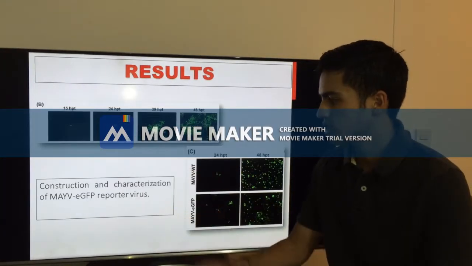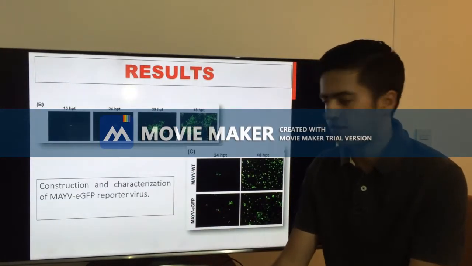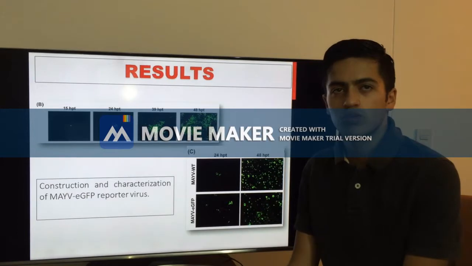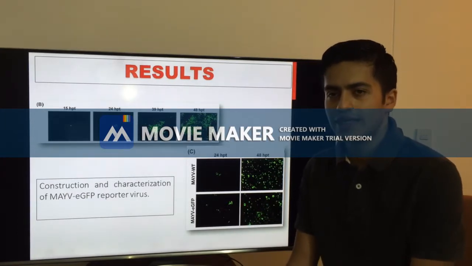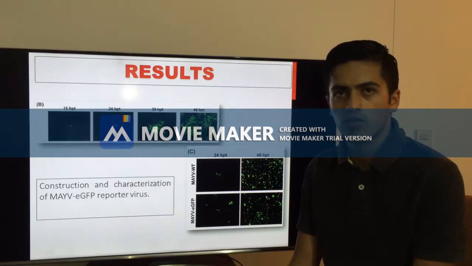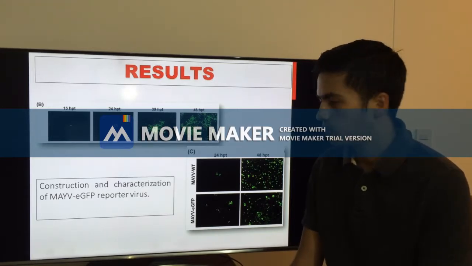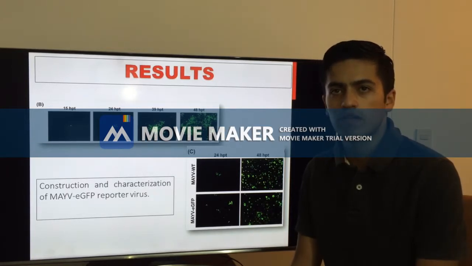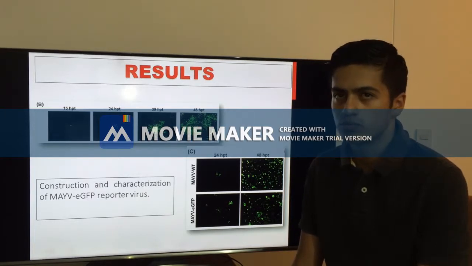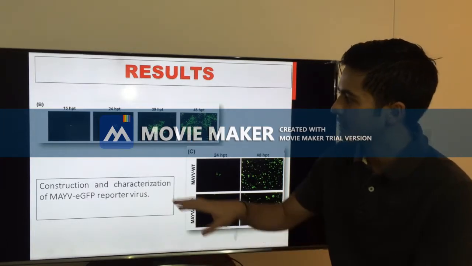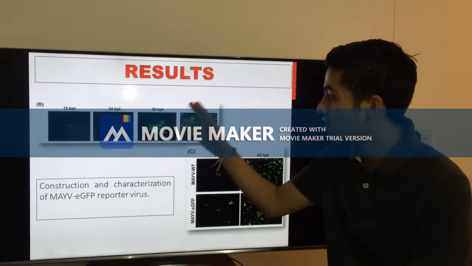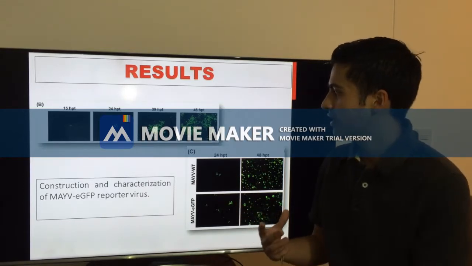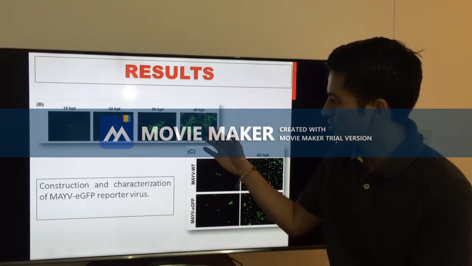Now the construction and characterization of the Mayaro virus eGFP reporter virus. First, in image A, we are going to analyze the eGFP expression in BHK21 cells transfected with Mayaro virus eGFP RNA. The expression of eGFP was detected under a fluorescent microscope at the indicated time points after transfection. Here we can see that at 15, 24, 39, and 48 hours the cells react to the eGFP virus with the transfection.